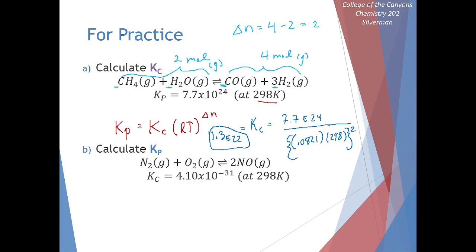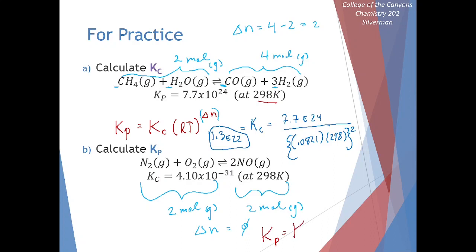For this second practice problem, we can do something similar. Here we have 2 moles in the gas phase on the reactant side, and we have 2 moles in the gas phase on the product side. Delta N here is going to be equal to 0. And so in our equation, if delta N is equal to 0, RT raised to the 0th power is exactly just 1. And so we can say that Kp is just exactly equal to Kc. Sometimes that's the case when we have equal moles of gas on each side of the reaction.